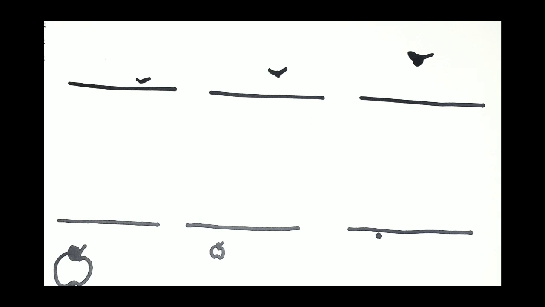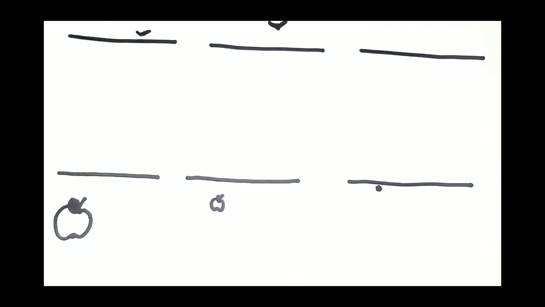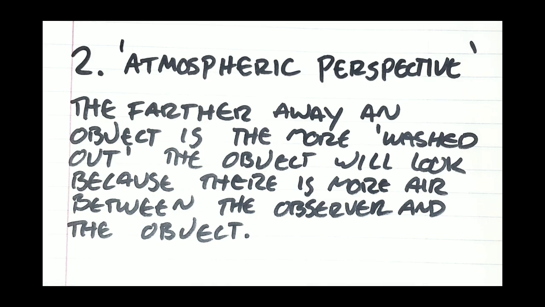And an object on the ground, say an apple, as you walk away from an apple, but you're looking at it, it gets smaller and it approaches your horizon. This is the first of two very basic optical properties, the way that seeing objects works. The second one is atmospheric perspective. The farther away an object is, the more washed out the object will look because there's more air between the observer and the object.